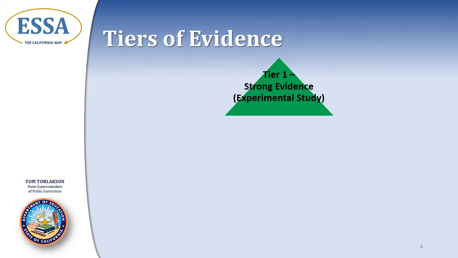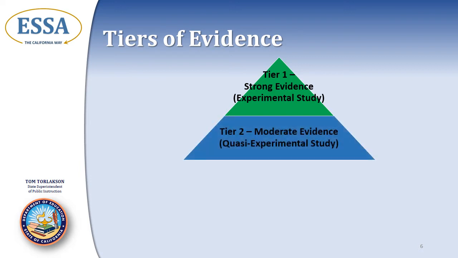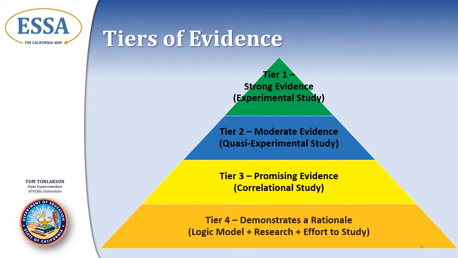Tier 1, strong evidence, defined as being supported by 1 or more experimental studies. Tier 2, moderate evidence, defined as being supported by 1 or more quasi-experimental studies. Tier 3, promising evidence, defined as being supported by 1 or more correlational studies. And Tier 4, defined as practices that demonstrate a rationale. Let's walk through each of these tiers to better understand this framework.